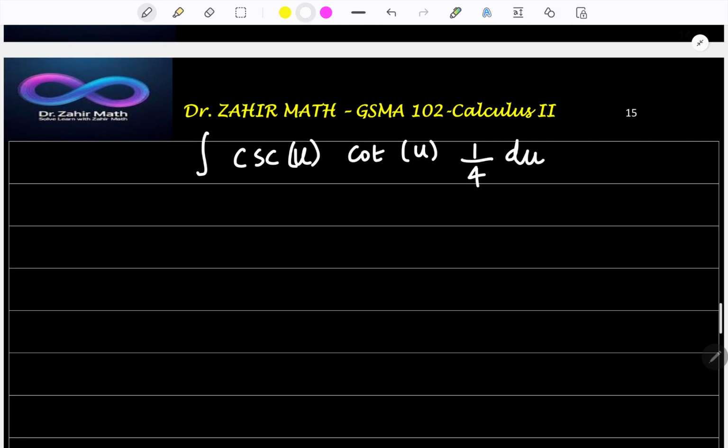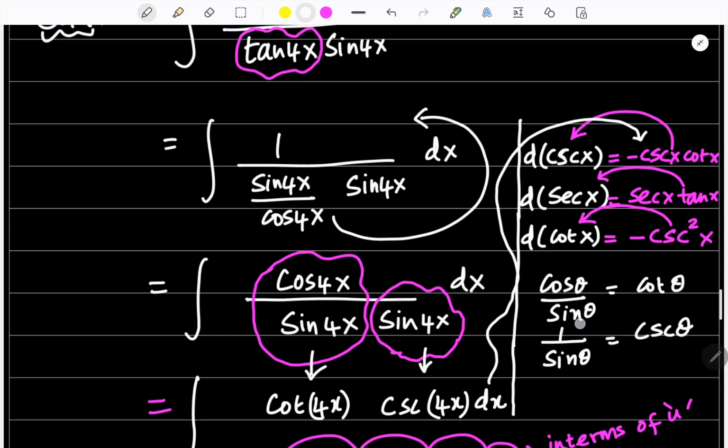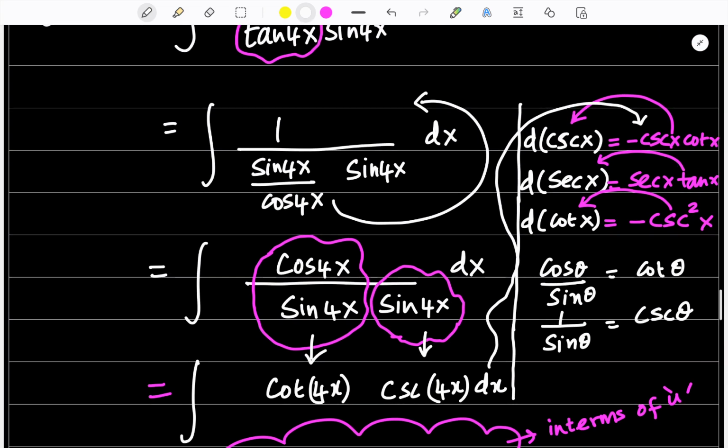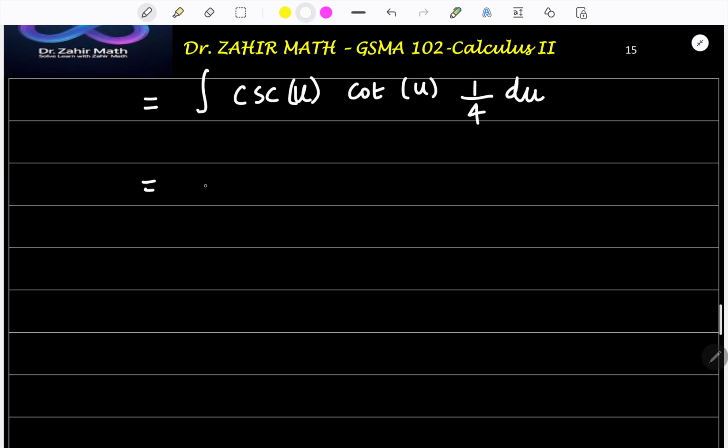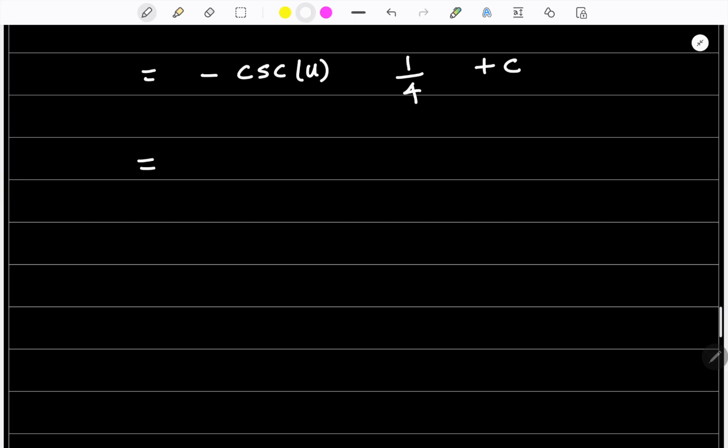Now everything is converted into u, and the final answer you have to give in terms of x, keep that in your mind. So what is the integral of this one? Look at the rule. The integral of minus cosecant u cot u, this minus will go inside the integration. So this goes as minus cosecant u, and then 1 by 4 plus integrating constant c. So this equals minus 1 by 4, I'll take it to the front, cosecant u plus integrating constant c.